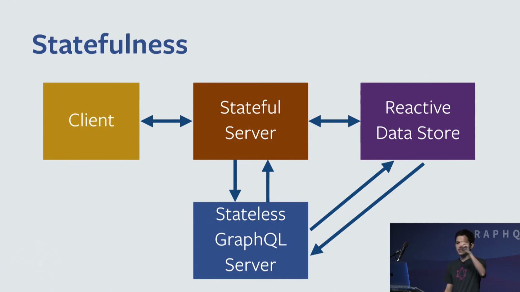The response we send back to the client, as we would have normally for any regular request. But now the stateful server holds on to our list of dependencies. The stateful server can now use those dependencies to observe data by creating some subscription against the reactive data store so that it can be notified when changes happen.